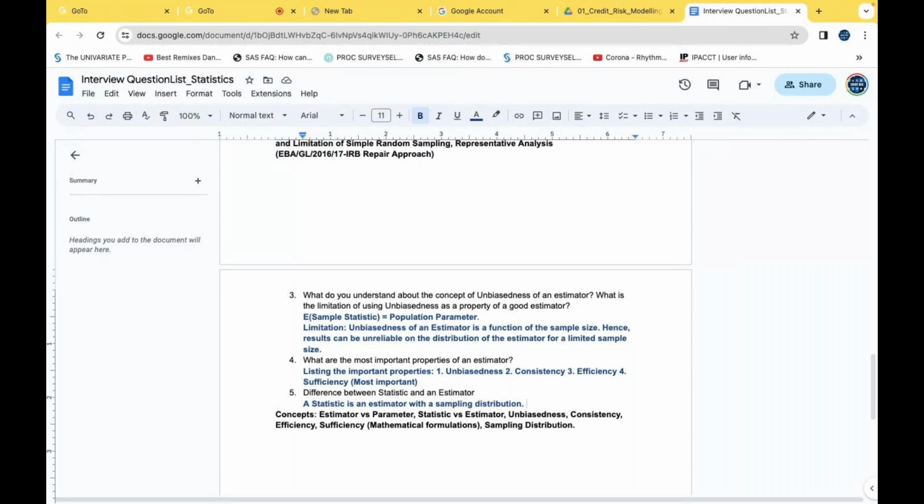So when you are doing multiple random sampling and creating an estimator, that's the reason why you will see that X bar has a distribution in a linear regression model. It says that X bar follows a normal distribution with mean mu and variance sigma square by n. So that's the standard error. So a statistic is an estimator with a sampling distribution.